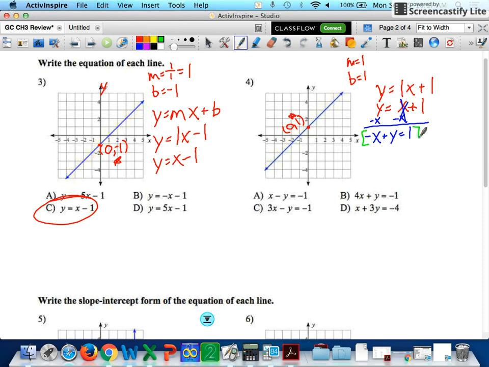Our very final step is we either divide everything or multiply everything by -1. Because remember, in standard form, we can't have this front number be negative. So we multiply by -1. What this essentially does, guys, it just flips every sign. We get x minus y equals -1, and that would be my answer, A.